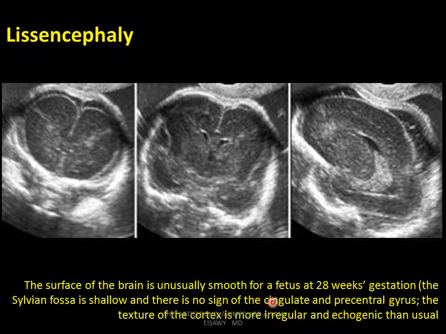Agyria, in a fetus at 28 weeks gestation: the sylvian fossa is shallow. There is no sign of the cingulate gyrus and precentral gyrus. The texture of the cortex is more irregular and echogenic than usual. Lissencephaly, agyria: we feel that the surface of the brain is smoothed out. No gyri features as we know them normally.